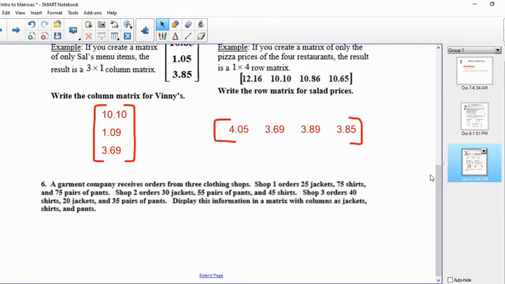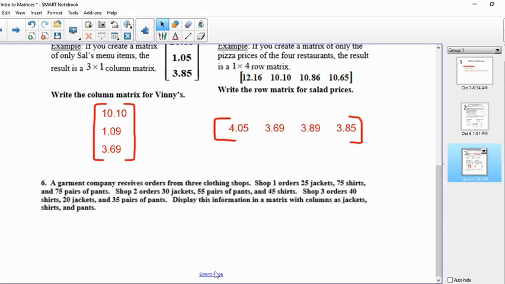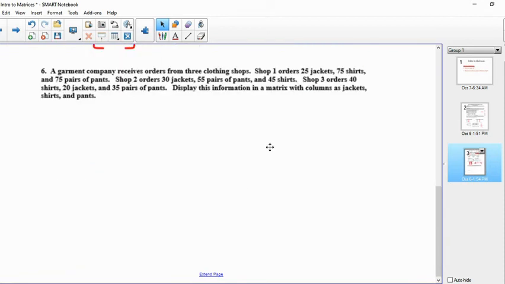Let's get to our last one. In this question, a garment company is receiving orders from 3 different clothing shops, Shop 1, Shop 2, and Shop 3, which are listed here. Display this information in a matrix with, be very careful here, the columns are your jackets, shirts, and pants, and they have to go in that order.